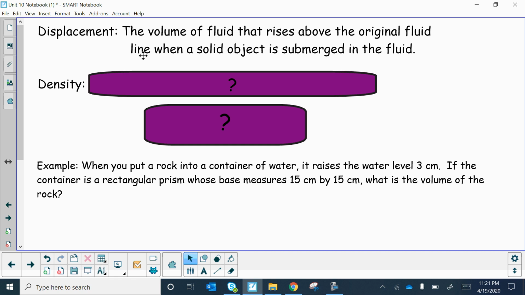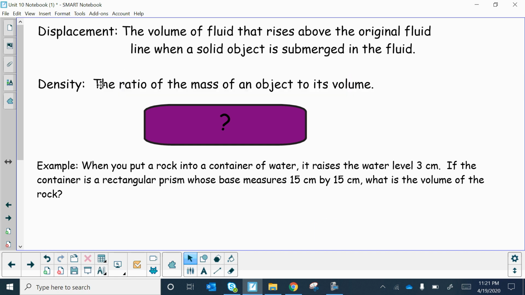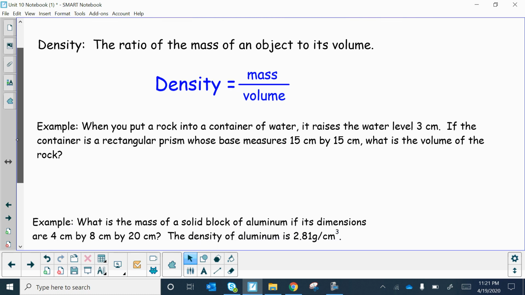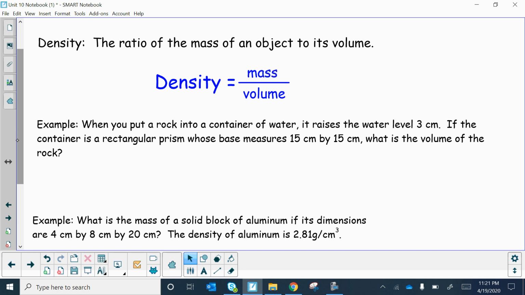Okay, so that's displacement. Density. Density is the ratio of the mass of an object to its volume. So I'm pretty sure that you did this in science. We'll do a little bit of that. And we're just going to work with that just because it involves volume, and that's what we have been doing, volume. So density equals mass divided by volume. So let's try a couple of examples, and then we'll do a couple of examples with similar figures.